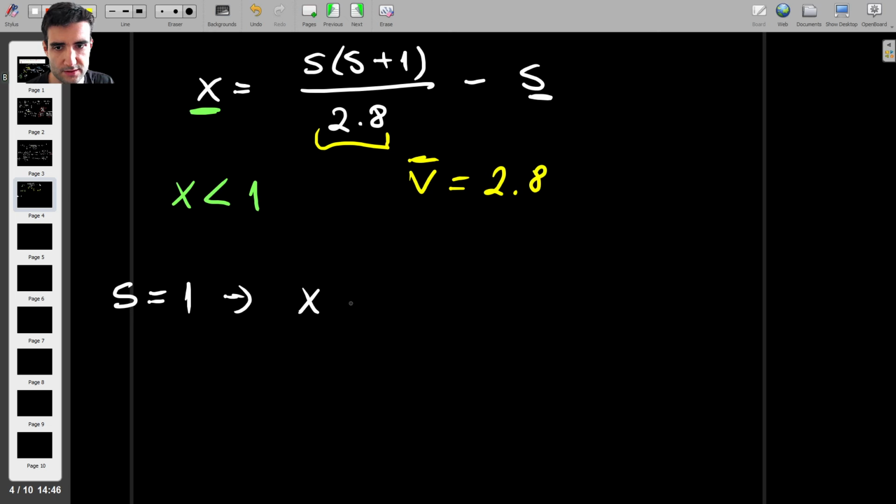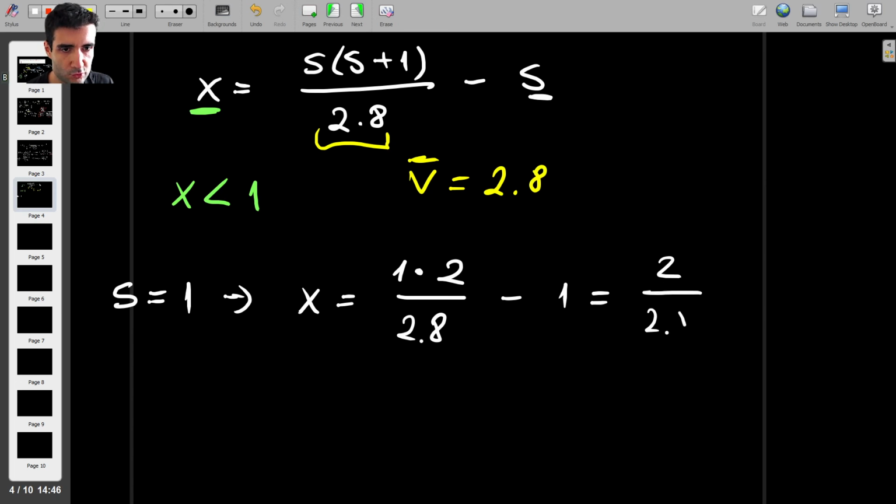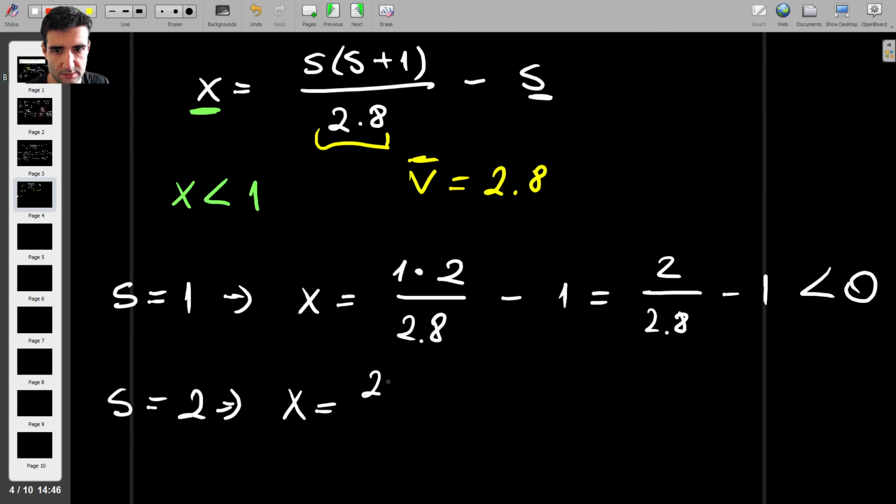So if S is 1, then this is going to be 1 multiplied by 2 over 2.8 minus 1, right? So that's 2 over 2.8 minus 1. And this is going to be negative, so it doesn't really work. So let's move on to S equal to 2. If S is equal to 2, then X is going to be 2 times 3 over 2.8. Maybe I should make this into a 6 just not to confuse the multiplication sign with the decimal point. And this is minus 2.